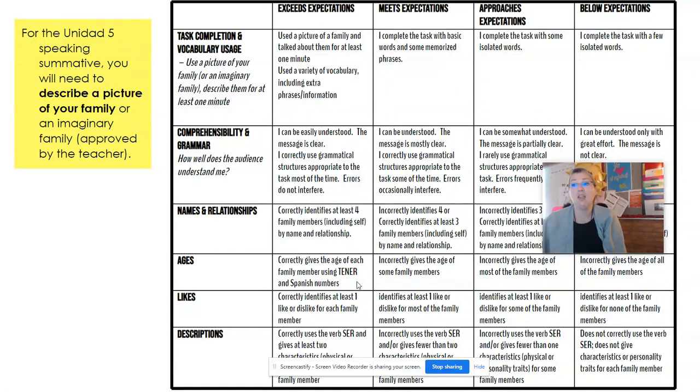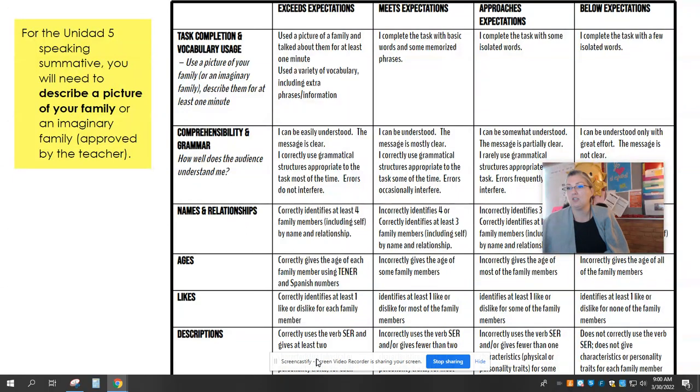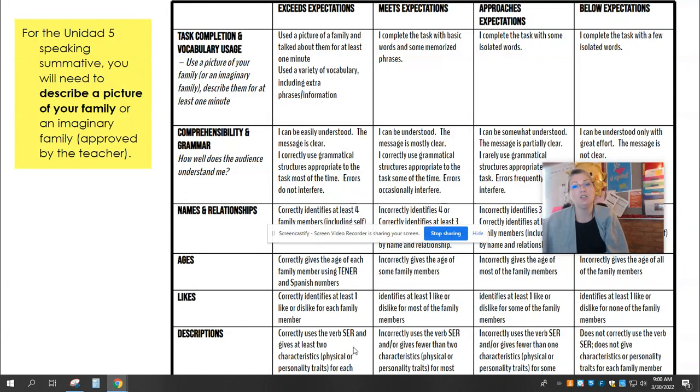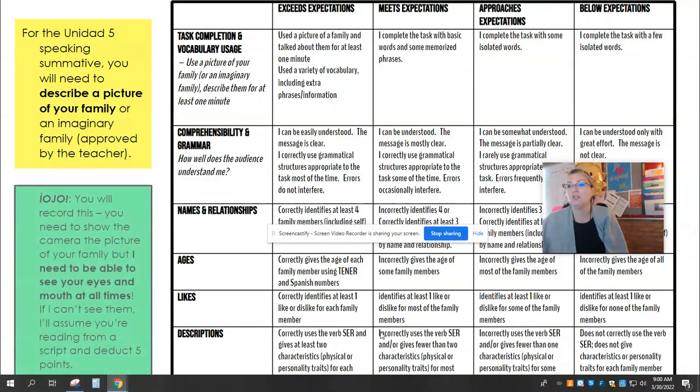Do you give the age of every single family member using the verb tener, right? Tiene 3 años or something. Do you correctly identify at least one like or dislike for your family member for each of those 4 people? And lastly, do you correctly use the verb ser and give at least 2 characteristics, either physical or personality or both or whatever, for each, it's cut off at the bottom, for each family member.